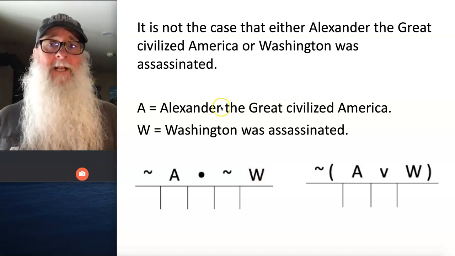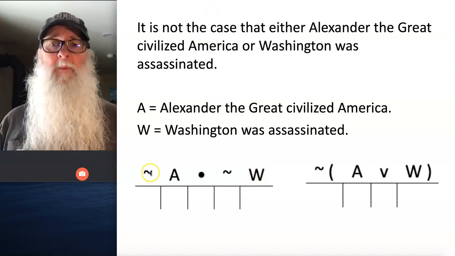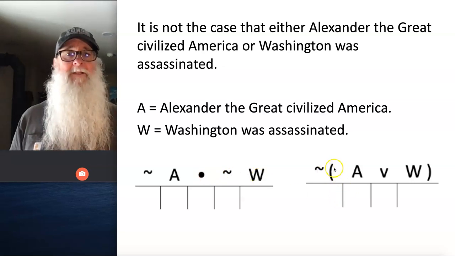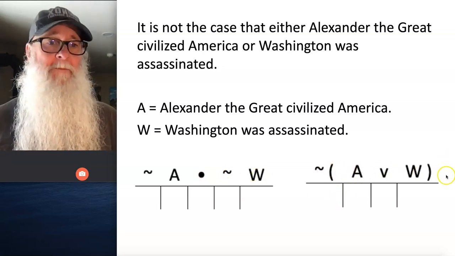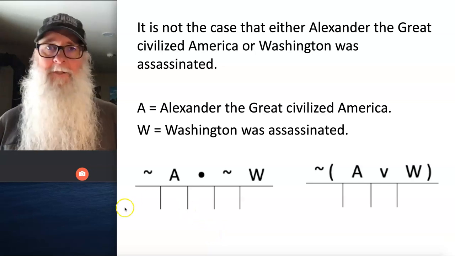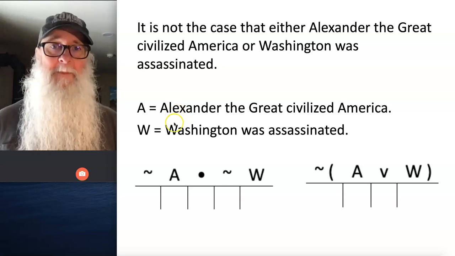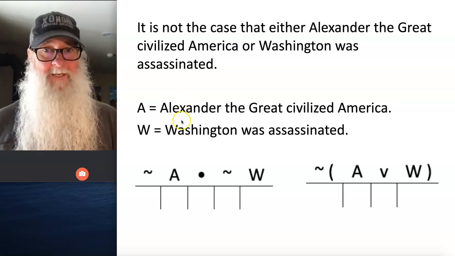There's 2 ways to translate this statement symbolically. One of those ways is tilde A dot tilde W, and the other way is tilde parentheses A wedge W parentheses. Either way works. These are logically equivalent expressions. So now what we can do is fill in the truth values for our simple propositions. Both of these statements are false.